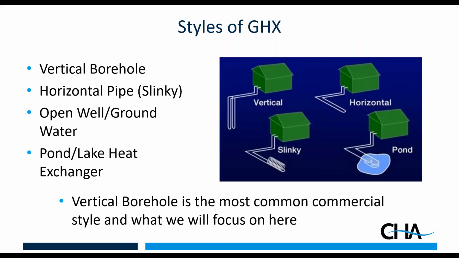When we talk about ground heat exchangers, there are 4 main categories that you'll see. Vertical boreholes are the most common for commercial installations. In more residential installations, you'll see things like horizontal pipe and horizontal slinkies. If you happen to be near a body of water, then you have a pond available. You can do that either as a slinky or as a plate and frame heat exchanger. But vertical borehole is the most common commercial style, and so that's what we're going to focus on here.